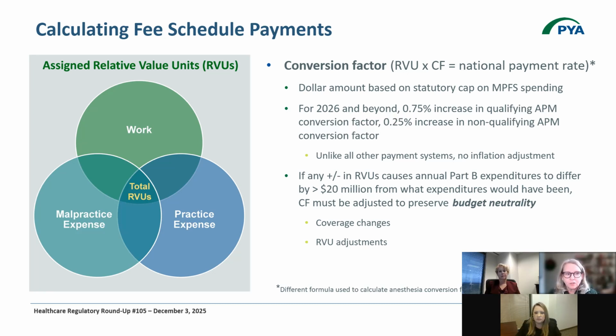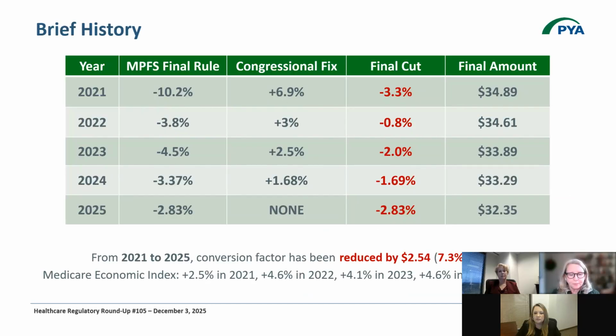Those policy decisions can be CMS determining that it is going to or not cover a certain service, or that it's going to limit when a service is going to be covered. These can also be the result of RVU adjustments, CMS determining that it had over- or undervalued a service over a period of time, and so it adjusts the RVUs, and that also impacts that total pie and how we divide it up. Over the years, it's been sort of a rough road since 2021 in the Medicare physician fee schedule. As you see, we've actually had a year-over-year reduction of 7.3% of the payment received by physicians.